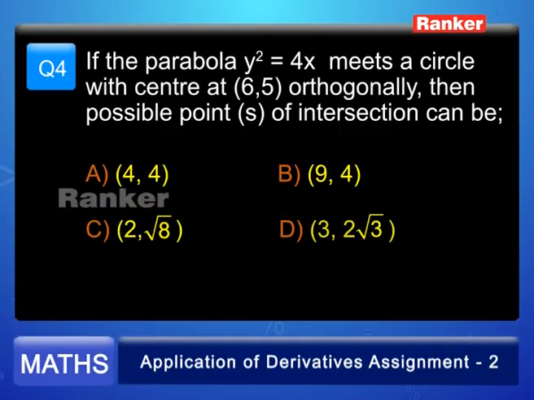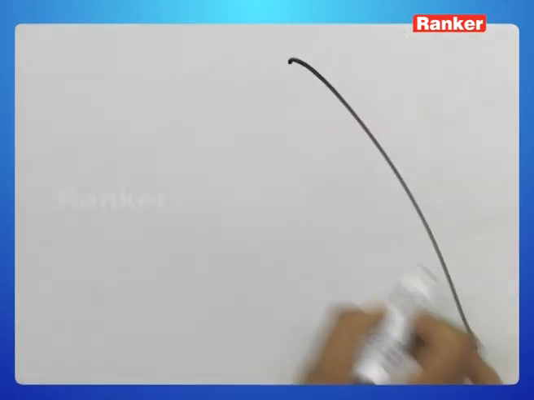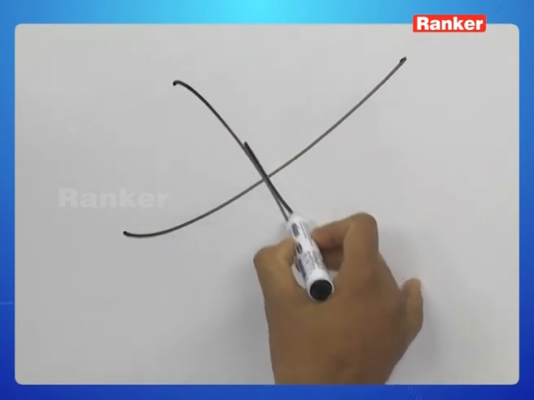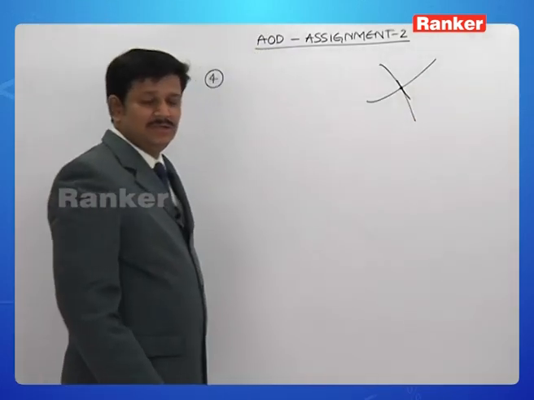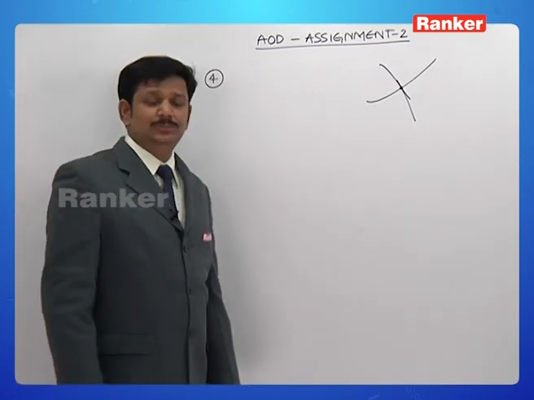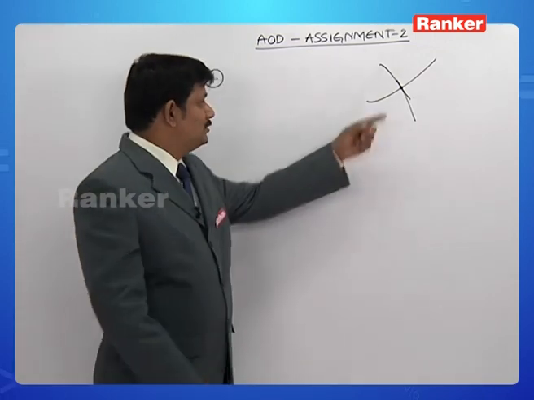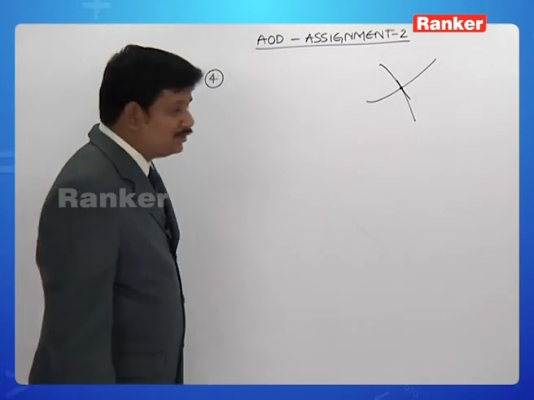Next question: if the parabola y square is equal to 4x meets a circle with center at 6, 5 orthogonally, then the possible points of intersection can be. For two curves to cut each other orthogonally, the tangent at the point of intersection to one curve should be normal to the other curve. The angle between the tangents should be 90 degrees. That is, the tangent to one curve is normal to the other, and the tangent to the other curve is normal to this curve.